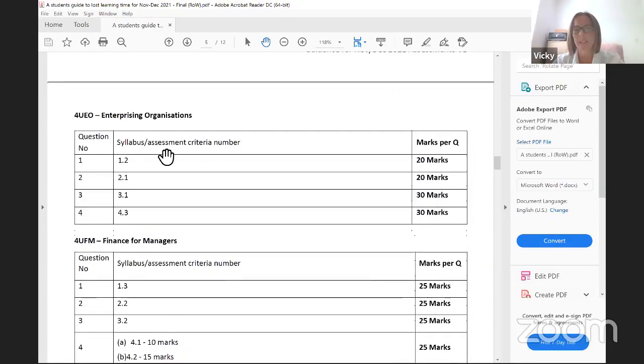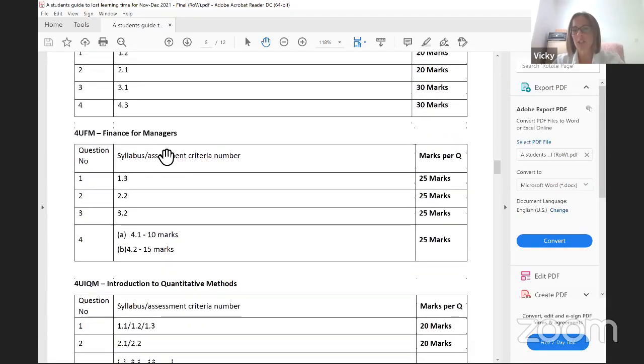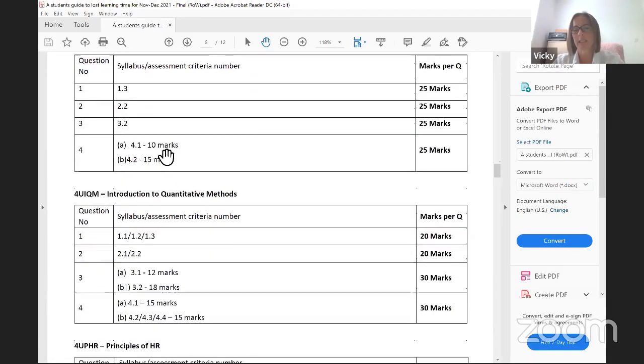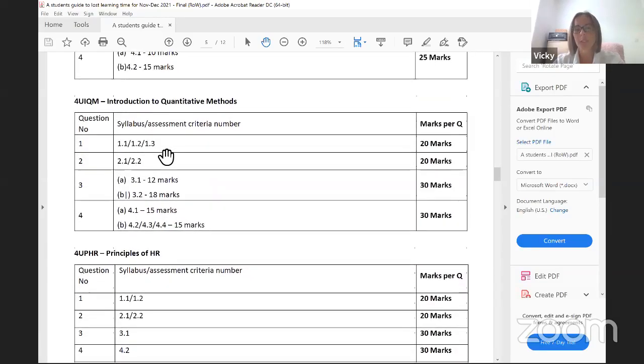It gives you an idea for each unit, the question numbers, and the marks that are allocated to those question numbers. You'll see for some that they're broken down into an A and B, so 3 part A, 3 part B. And again, you'll see there that the marks are split, and they're split over different assessment criteria as well. So use this guide in conjunction with your assignment writing or your open book exam writing to give you a bit more of a guide as to really where to focus your reading.